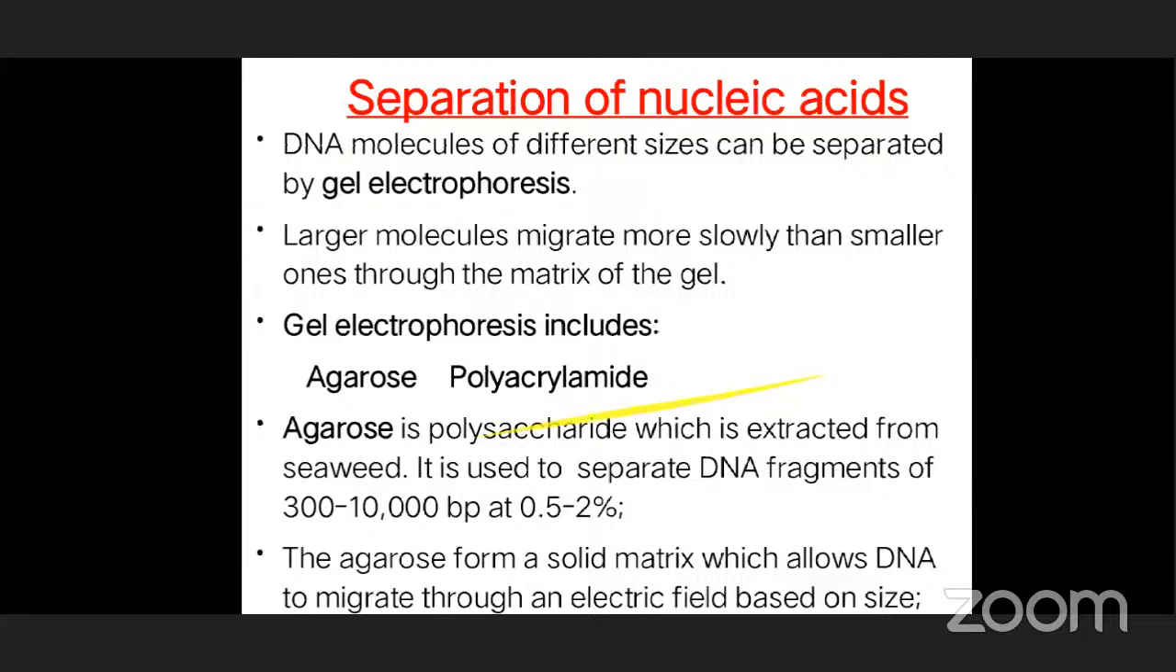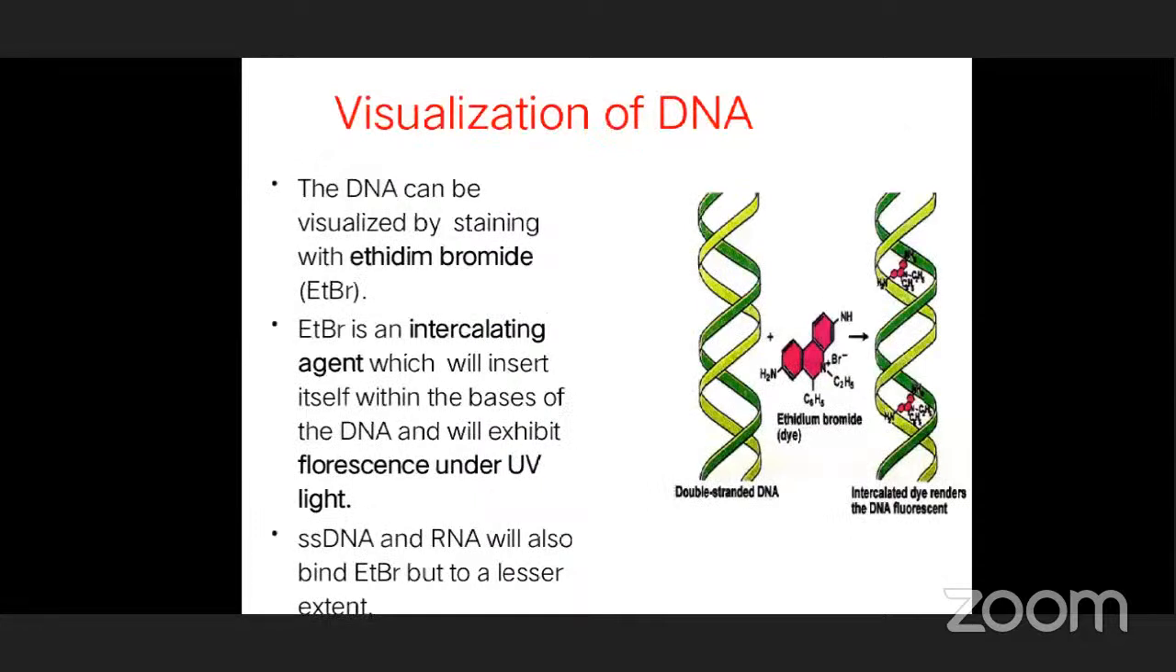So this slide shows the visualization of the DNA. For visualization under ultraviolet rays, one chemical is used. The name of that chemical is ethidium bromide. This chemical is used as a stain. The DNA can be visualized by staining with ethidium bromide. Also, this chemical is toxic. Ethidium bromide is a toxic solution. That's why care should be taken during the handling of ethidium bromide. Otherwise, this is a carcinogenic chemical.